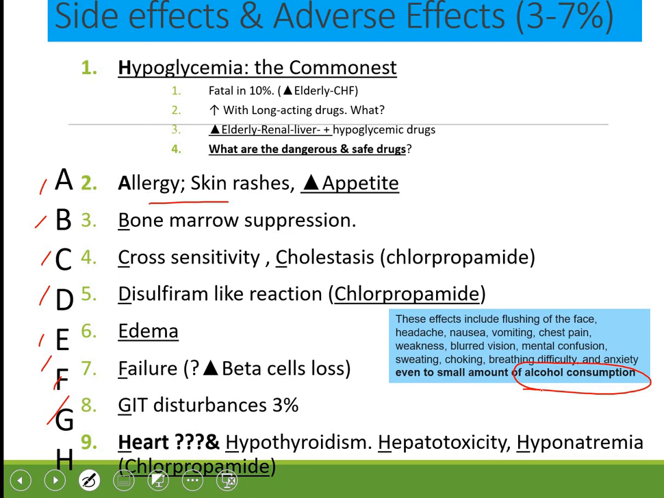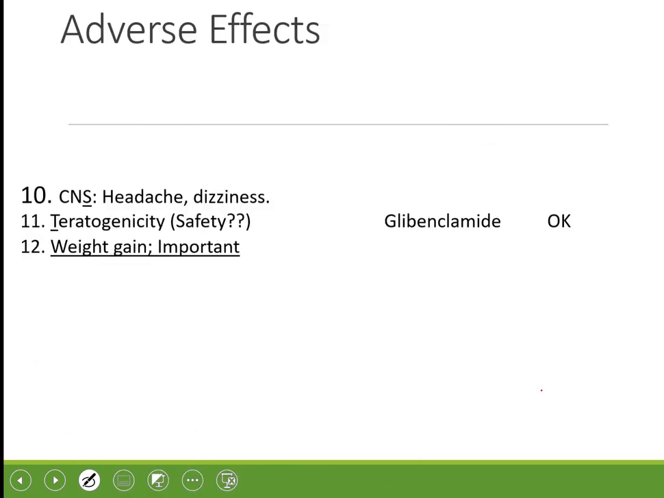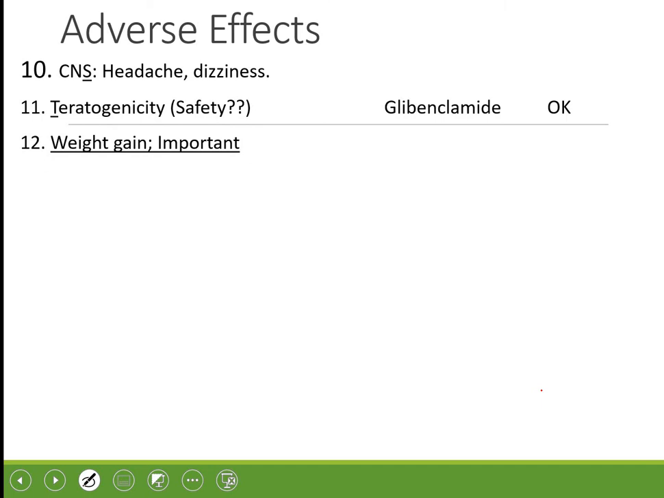And then edema may be there, failure may be there, GI disturbances may be there. And if you count the heart and hypothyroidism, you see hepatotoxicity, hyponatremia, and chlorpropamide. So these are the possible adverse effects with sulfonylureas. And it continues. In the central nervous system, you see headache, dizziness, and they have a teratogenic effect. Though glibenclamide is considered safe because it's an old drug and based on evidence-based practice of medicine, yet if you have an alternative, then you can go for that.